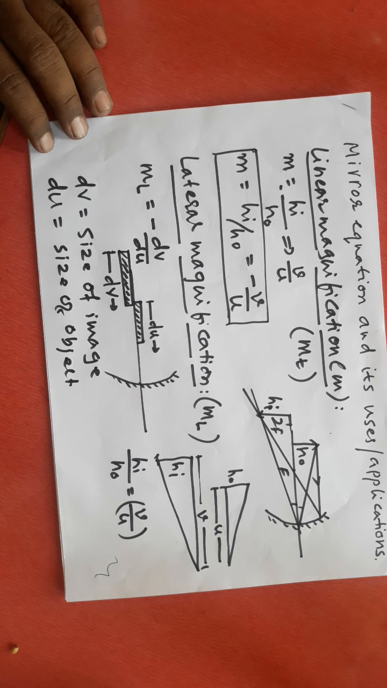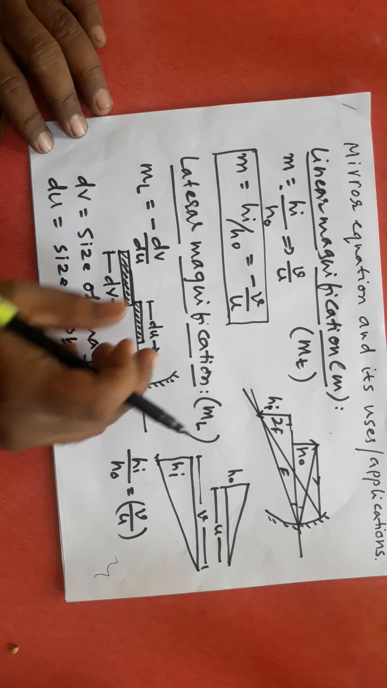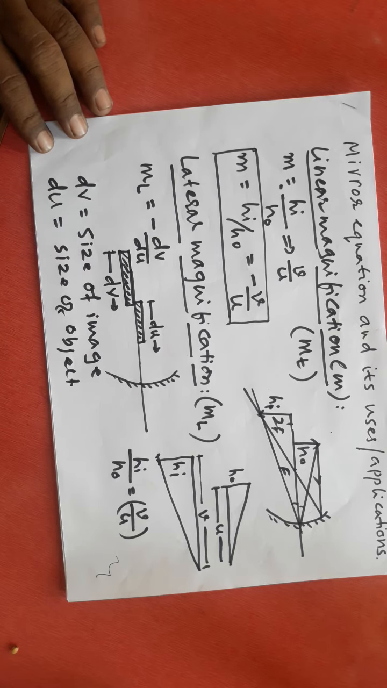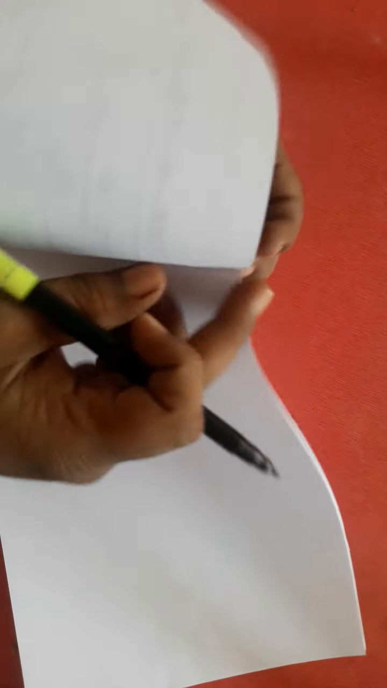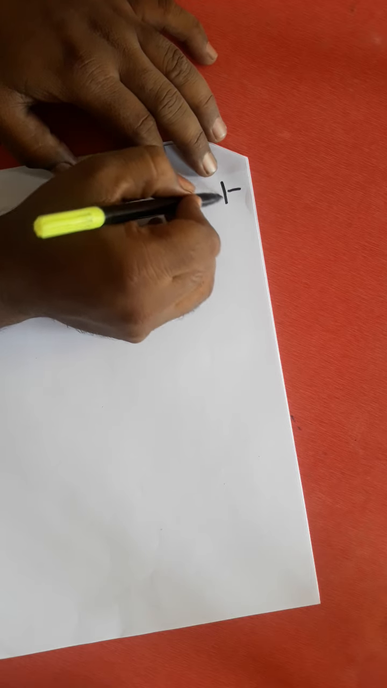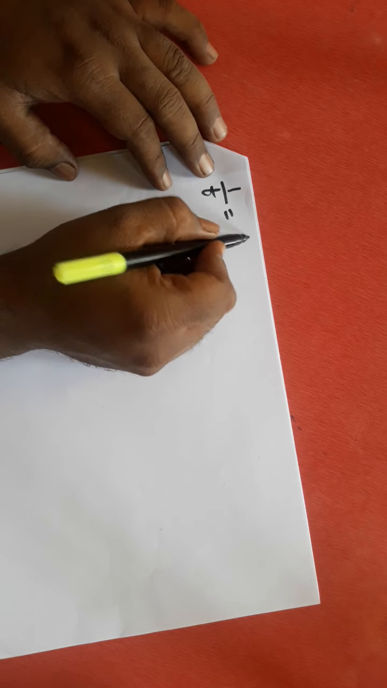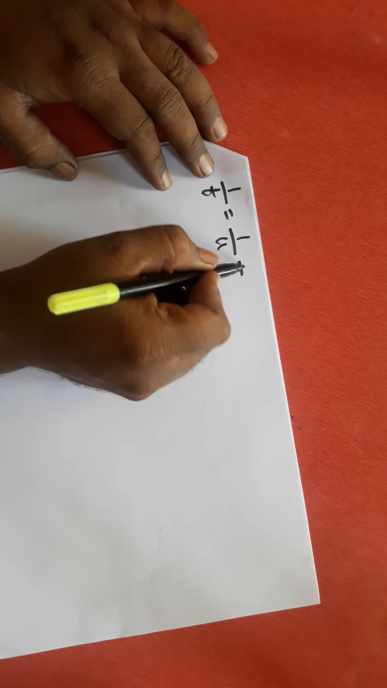Then if the size of the object is given, how to find the size of the image? That we'll find out by using the mirror equation. Sorry, not the lens equation, the mirror equation. See, what is the mirror equation? We know 1 by f is equal to 1 by u plus 1 by v.